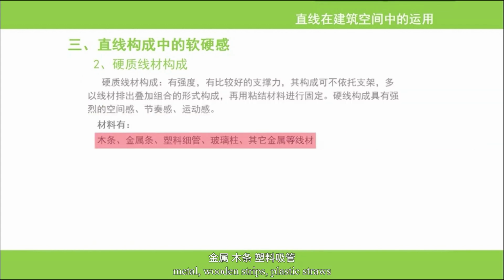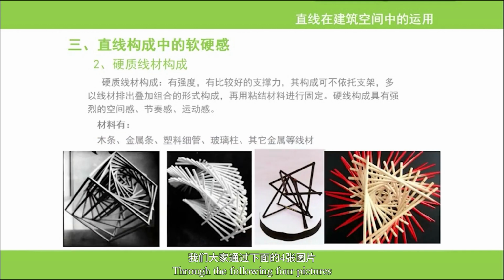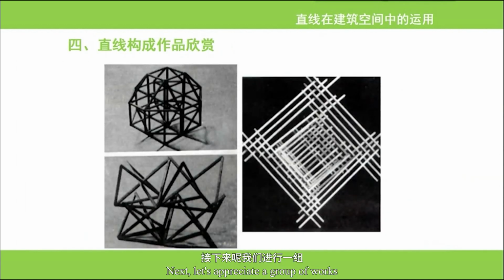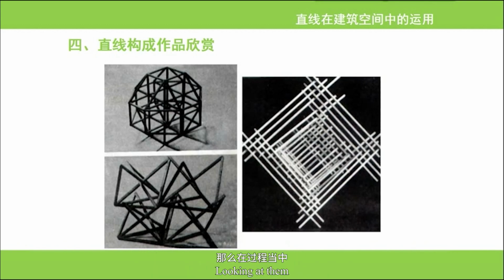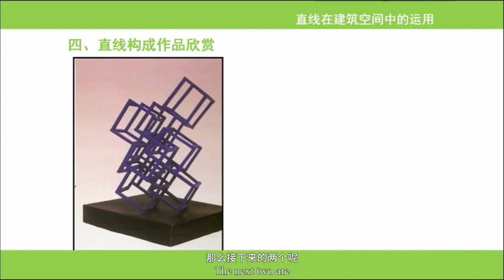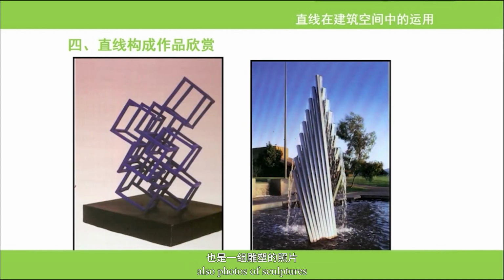Materials that can be chosen include metal, wooden strips, plastic straws, glass columns, and other metal materials. Through the following four pictures, we can feel that the composition of straight lines is very hard and upright, and has a sense of rhythm. Next, let's appreciate a group of works composed of straight lines in 3D composition. Here, you can see some 3D elements formed by straight lines. Looking at them, we feel the sense of rhythm. The next two are also photos of sculptures.